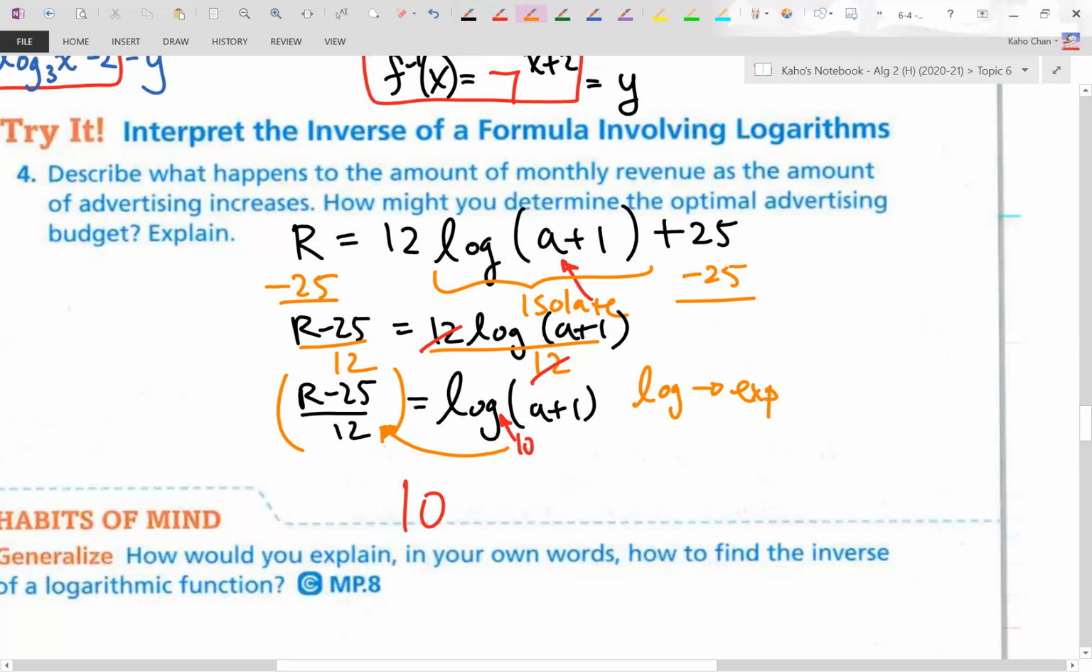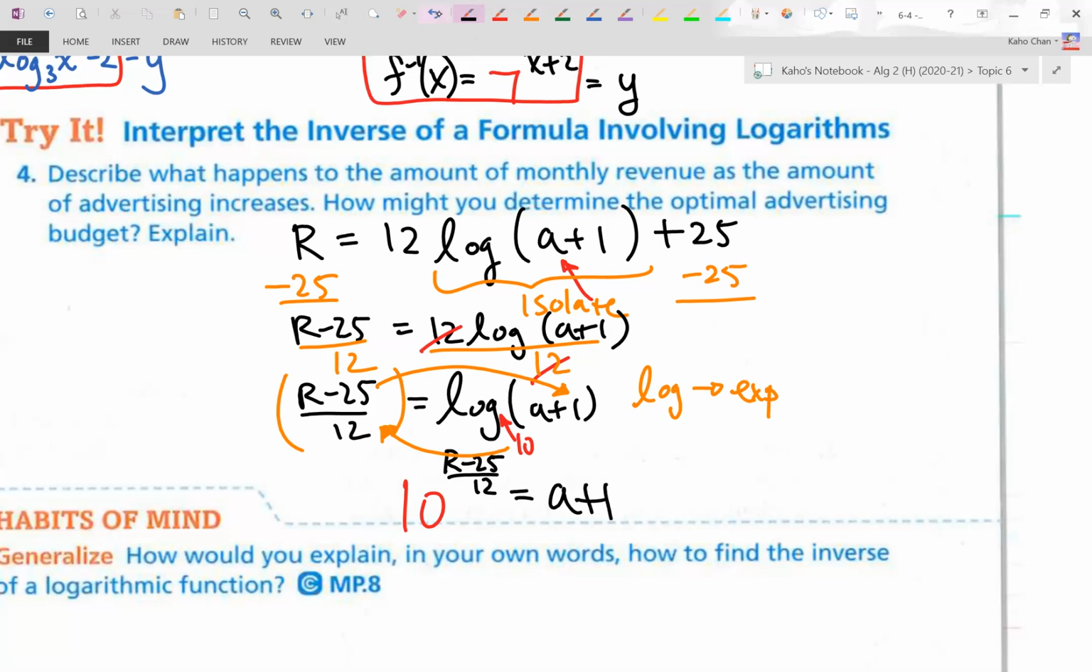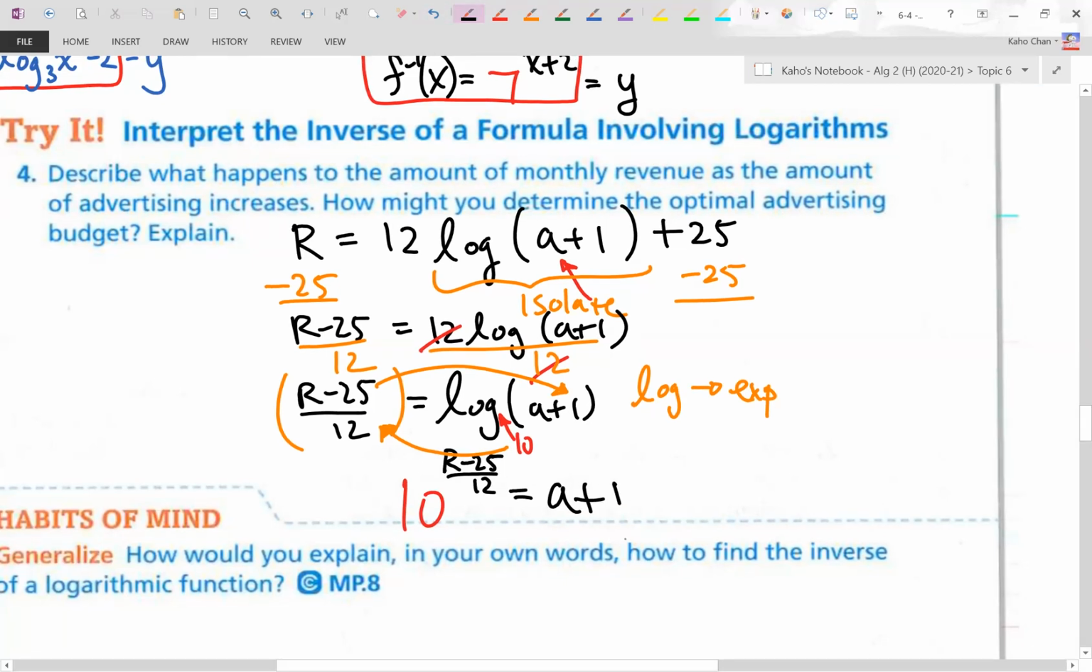And guess what? You're right. The whole ugly mess is the power. R minus 25 over 12. Boomerangs come back. Right there. That equals a plus 1. Yay. There it is. We need to isolate a. One last step, subtract 1 from both sides. And that's your final answer. A equals 10 to the (r minus 25 over 12) minus 1.